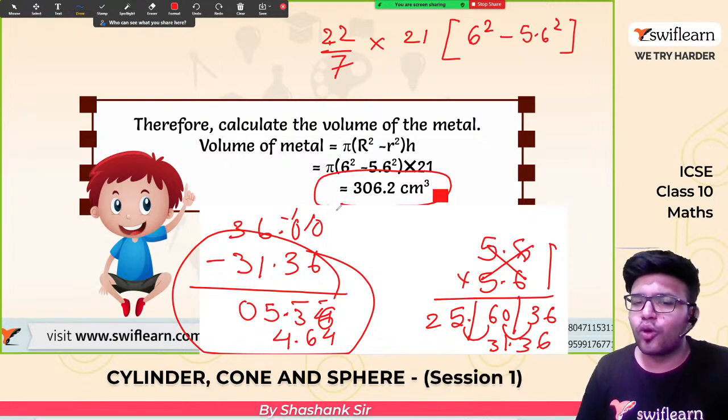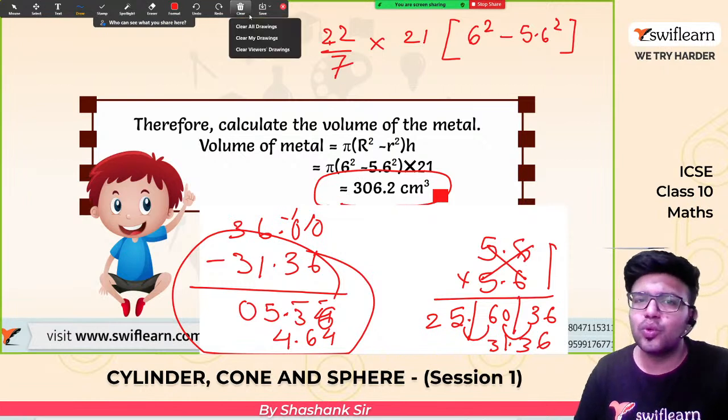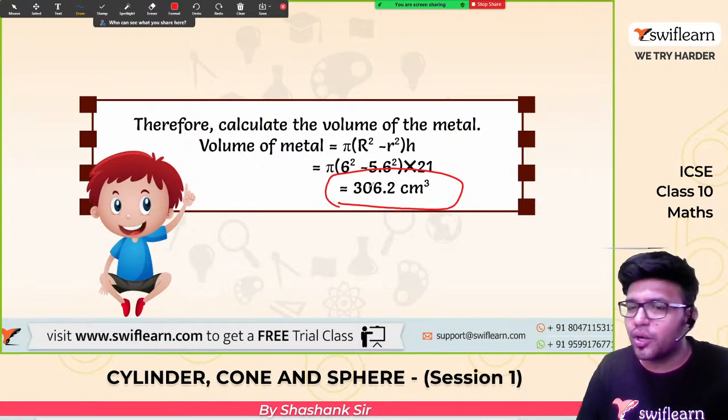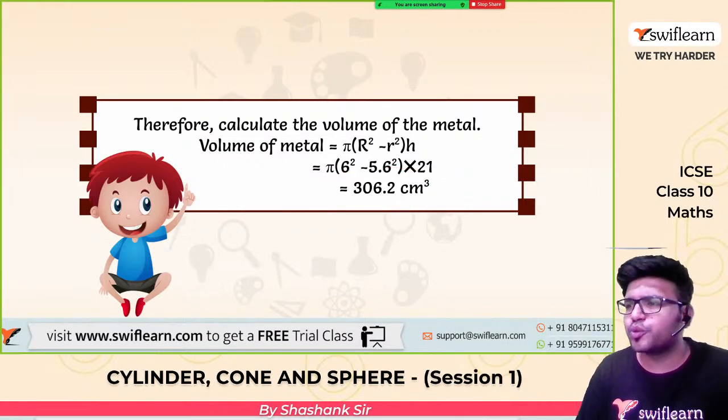Now you got 4.64 into 21 into 22 by 7. Divide by all the numbers. Okay, do this calculation. You get 306.2 centimeter cube.